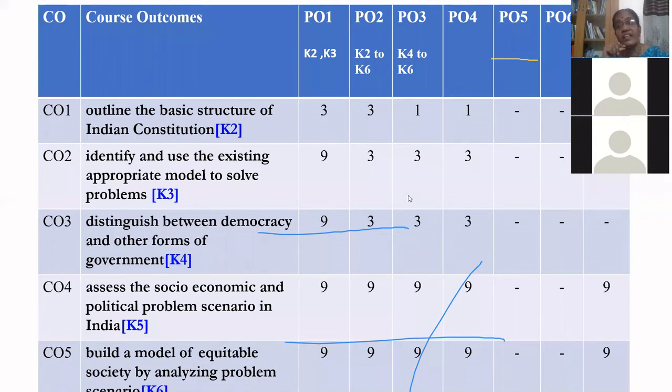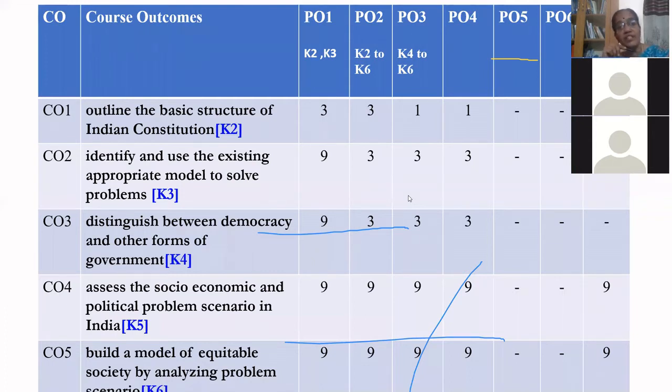If it is not related at all, it is not related to PO5, teamwork, leadership, multicultural competence, you can just give a dash. If it is used for lifelong learning, if with this a student is able to read further on that line, whether it will prolong to lifelong learning, then in that case you can give 9 or 3. But that depends on the particular teacher, how you are going to take the course. That depends on the particular batch of students also.